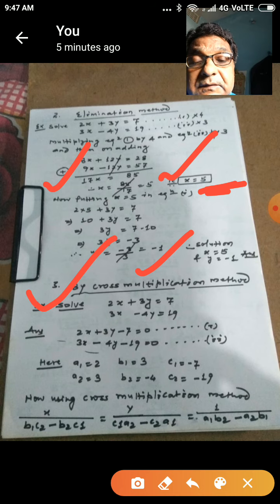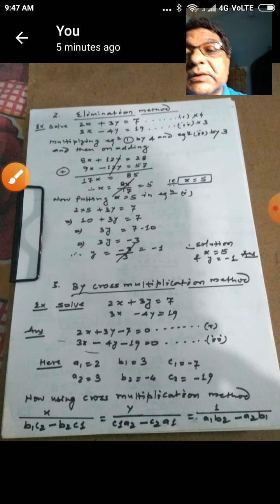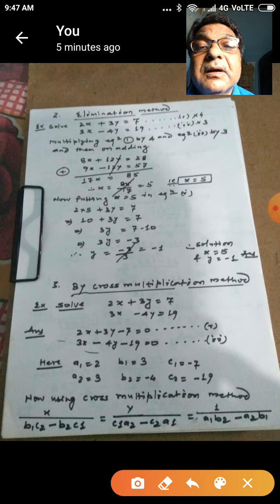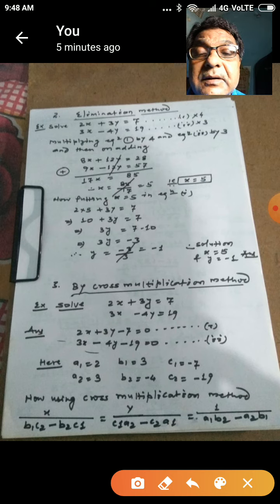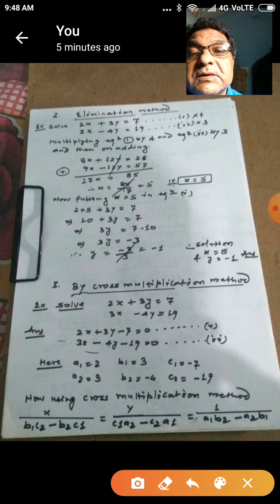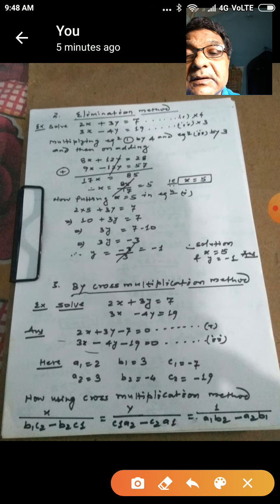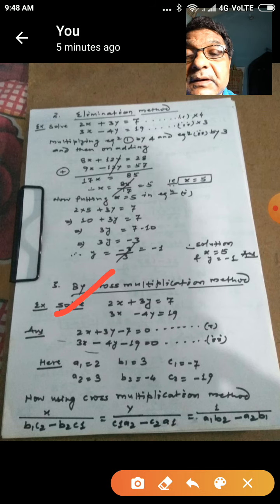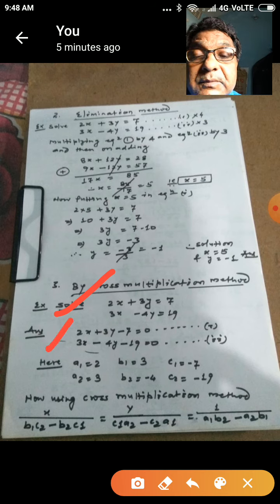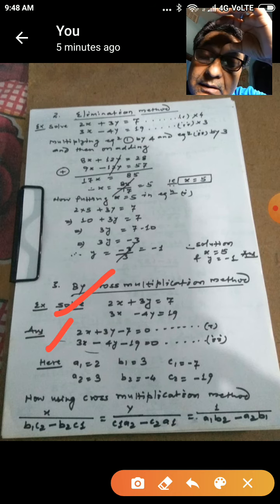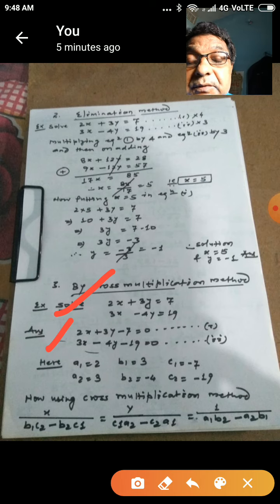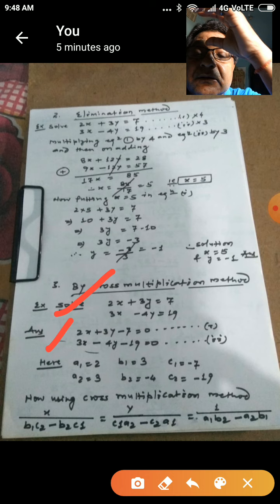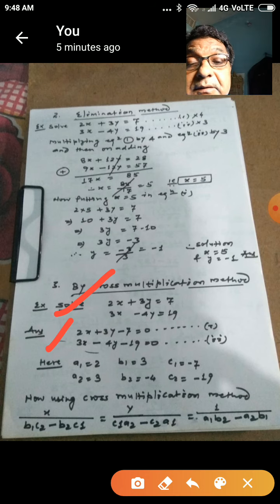In this method, one very important thing to keep in mind is that while solving simultaneous equations, or a pair of equations, by the cross multiplication method, you should bring the constant term to the LHS, as I have done here. Say the equation 2x plus 3y equal to 7 is written as 2x plus 3y minus 7 equal to 0, and the second equation 3x minus 4y equal to 19, on transposing the constant term to the LHS, becomes 3x minus 4y minus 19 equal to 0.